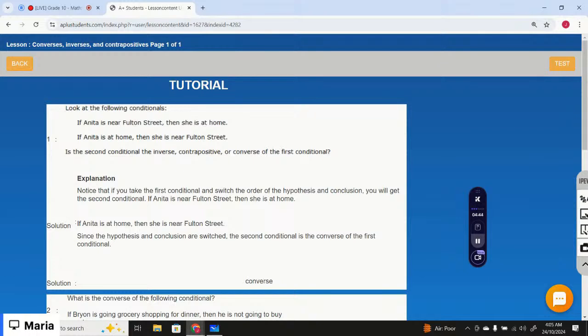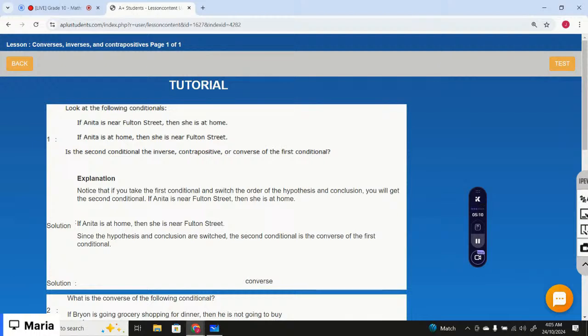Look at the following conditionals. If Anita is near Fulton Street, then she is at home. If Anita is at home, then she is near Fulton Street. Is the second conditional the inverse, the contrapositive, or the converse of the first conditional?